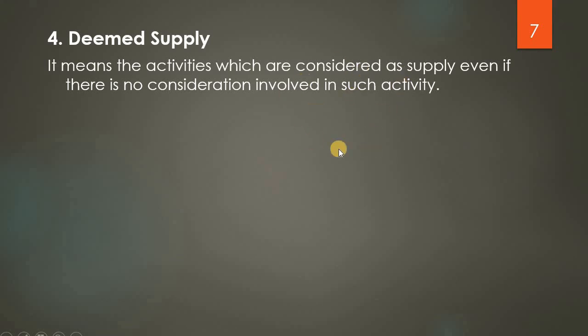So what are the examples of deemed supply? There are certain examples. The first one is the barter system. Under the barter system, you exchange goods for goods. So there is no consideration here, but it is considered as supply under GST.